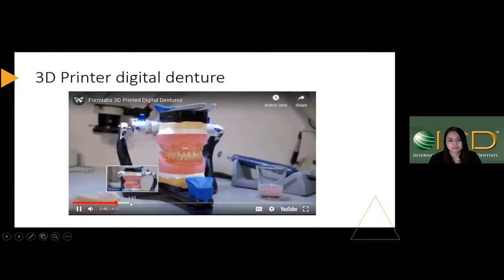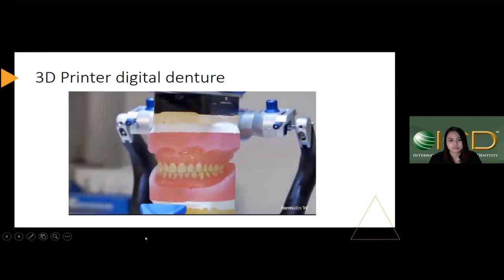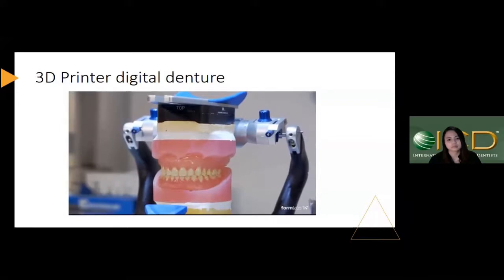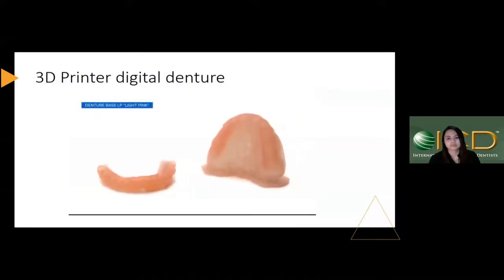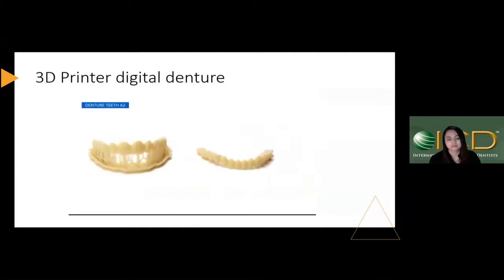We're excited that initially we're launching one shade of each, and we plan to have many shades of base and teeth released in the upcoming year. Denture Base LP is a denture base resin, and Denture Teeth A2 is a denture teeth resin.